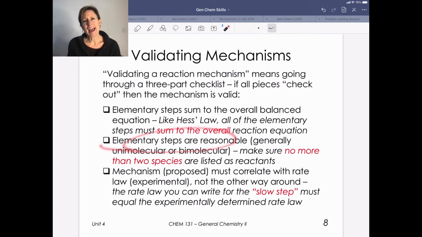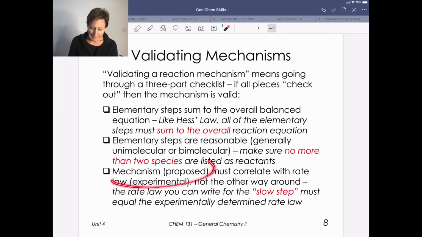Second step is ask, do I have reasonable elementary steps? If they are not uni and bimolecular, for example, if they had 3 things that were trying to interact, you have failed the second step. Cannot be a valid mechanism. So make sure that no more than 2 species are listed as reactants. Otherwise, it's going to be more than a uni or a bimolecular reaction.